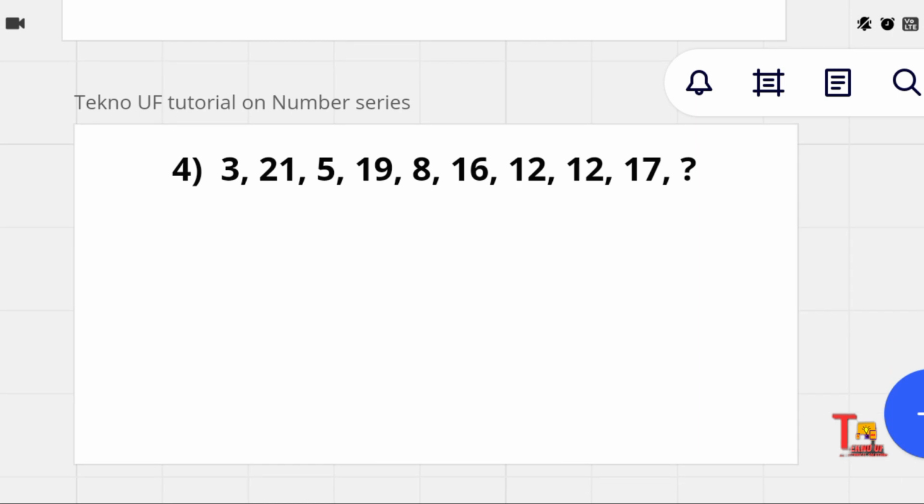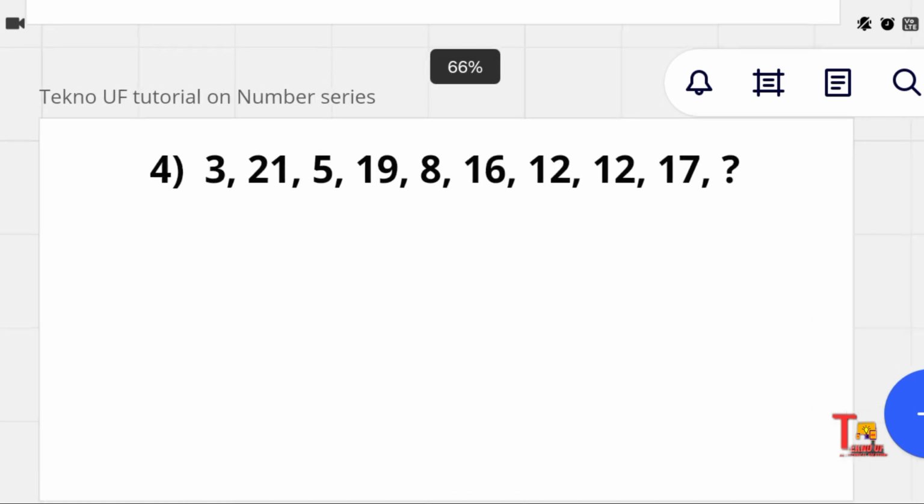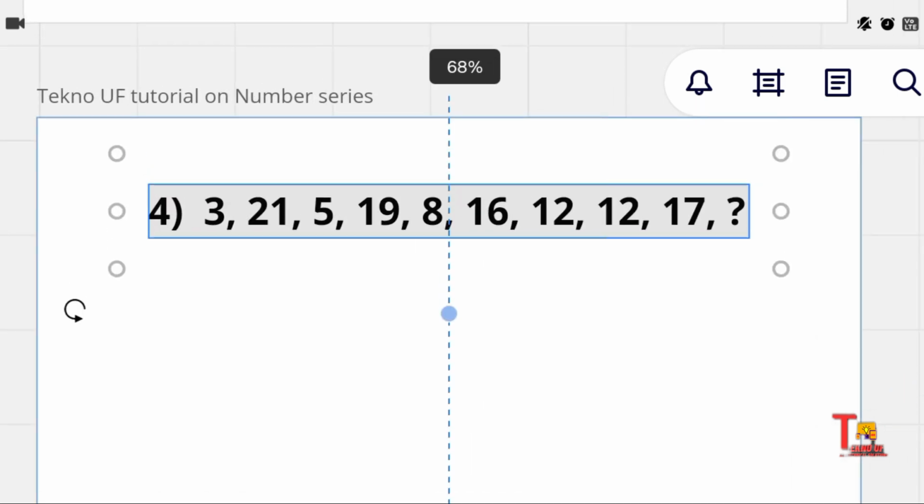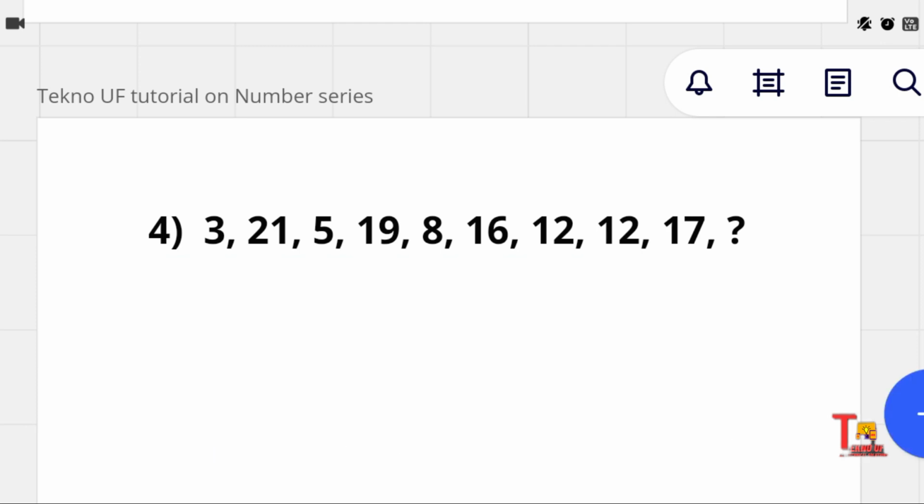This is question number 4. Friends, please try to solve the question on your own, so that your ability of solving will be enhanced, right? Okay, I am solving the problem.